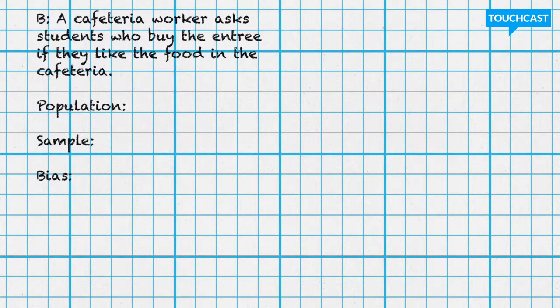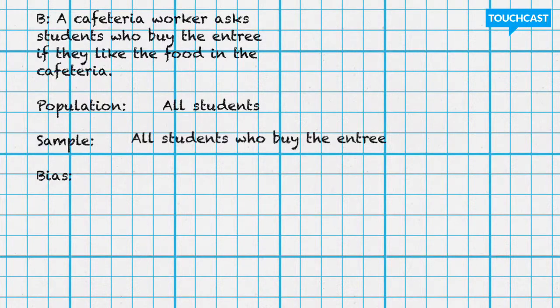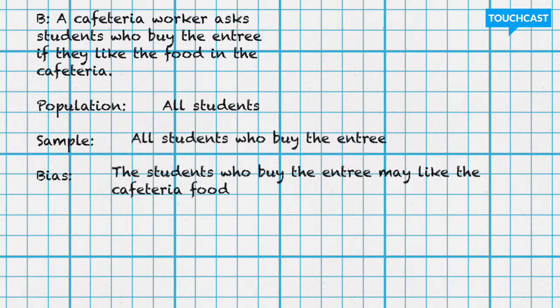Now let's look at example 1B. A cafeteria worker asks students who buy the entree if they like the food in the cafeteria. Here our population are all of the students, while our sample is all the students who bought the entree. A possible bias here is that any students who bought the entree likely like the cafeteria food. And that wraps up example 1B.